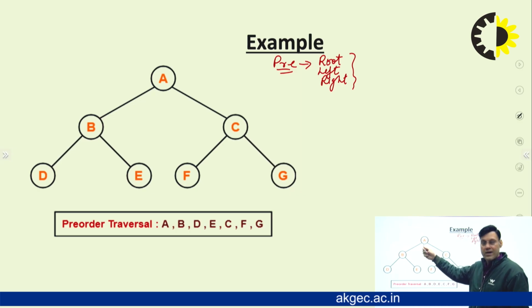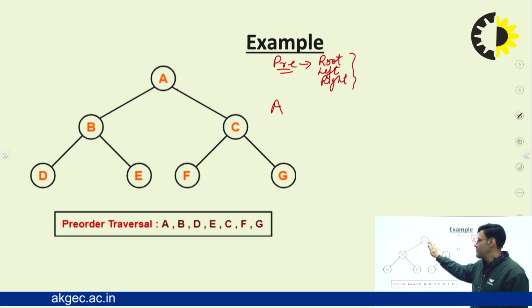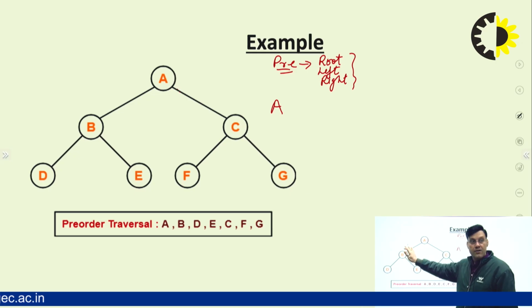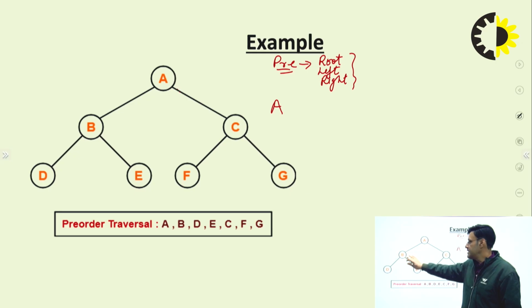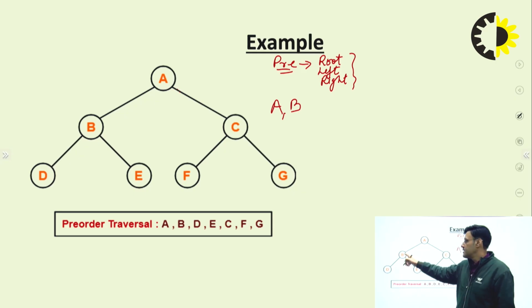Yes, this is a root, and priority is given to root. So the first element that will be printed is A. Right? A. Then we will proceed towards the left subtree. When we proceed towards the left subtree, we check that this B node is a root of some nodes. Yes, it is a root. It means the second node which we will print is B. Then we will proceed again towards the left of this. What is this? This is D.